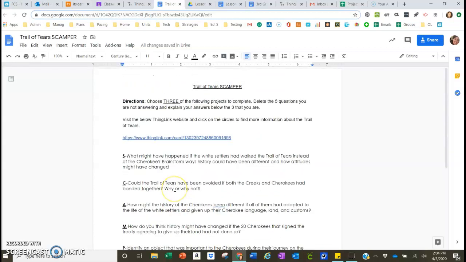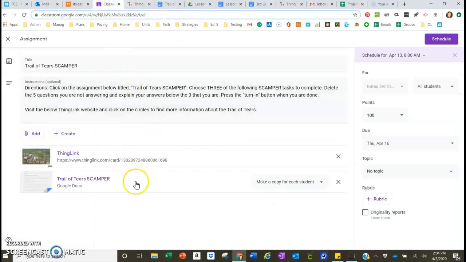So once you guys finish this, you will see a turn-in button. Mine looks a little bit different because it's the teacher version, but you'll click the turn-in button just like you guys did. And then you're done for the week. So try and have this done by Thursday, but if you can't, then you have Friday to catch up.